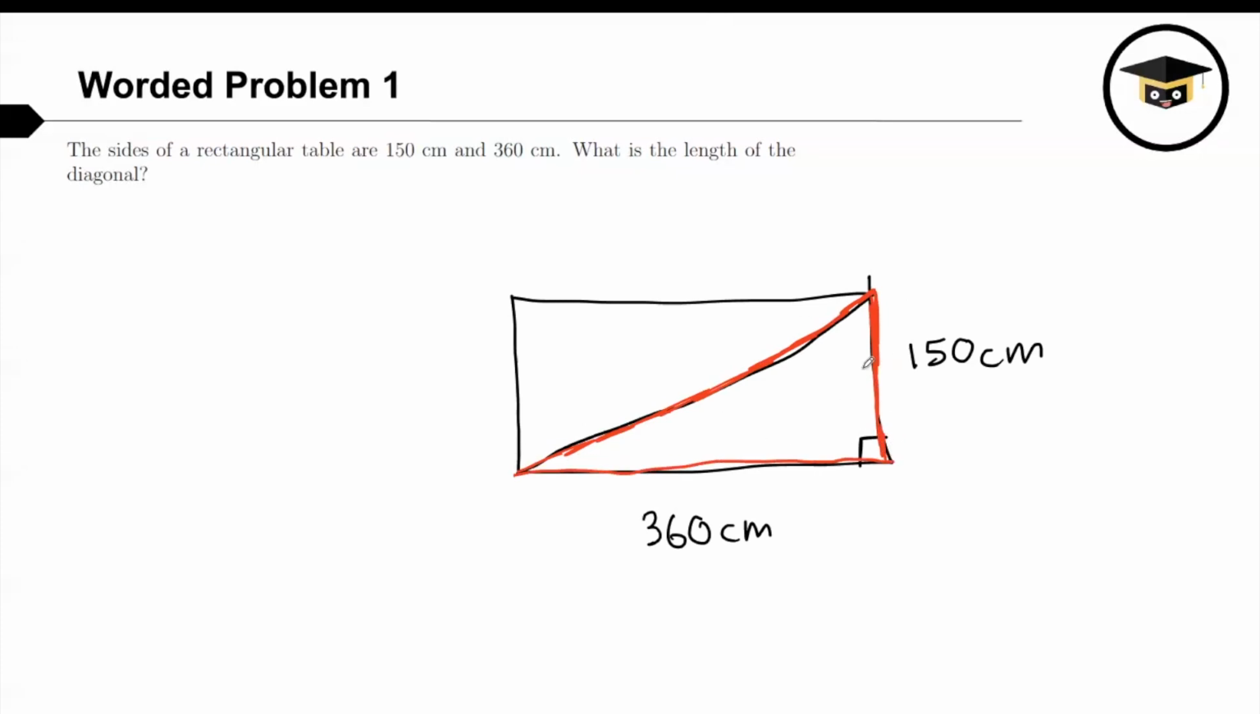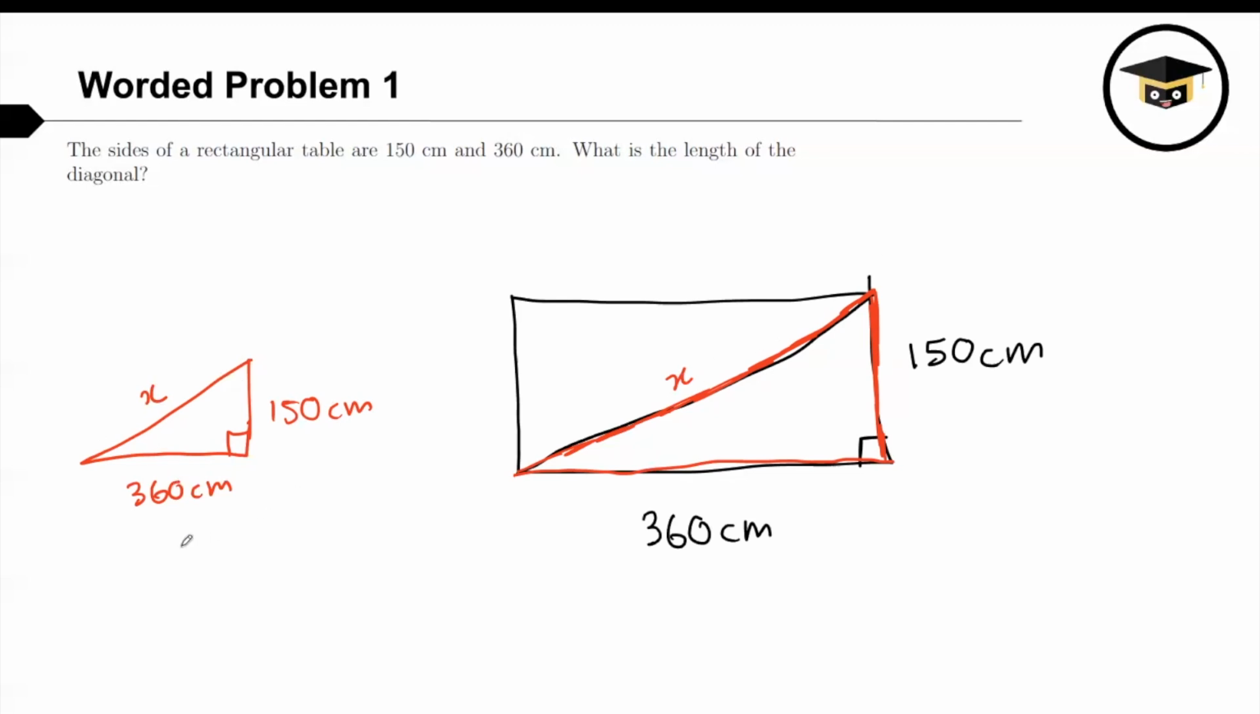Now, if you're not comfortable solving it within the rectangle, I would recommend you just draw it out separately. And you can see it's a right angle triangle, 150 centimeters here and 360 centimeters. And we're trying to find the diagonal, the length. So you can just call that X. So basically, we're trying to figure out what this is.